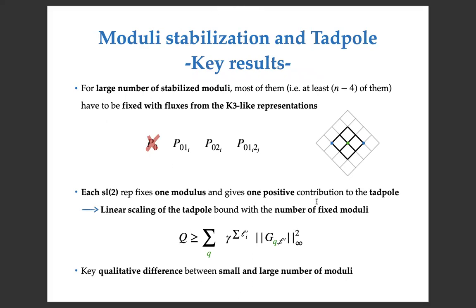And the key point is there is this qualitative difference between a small and large number of moduli. Because for a small number of moduli, you can use this more cumbersome SL2 representation and get some intuition that things can mix and this or that. But as soon as you want to stabilize a high number of moduli, you need to turn on these guys, and these guys give you this linear scaling. So this goes along the ideas of the Tadpole conjecture, also the qualitative idea that there is this linear scaling.